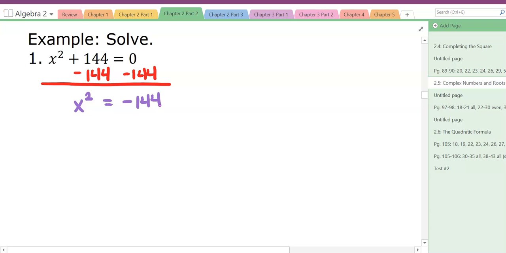Then using my square root property, we square root both sides. So what's the square root of 144? 12. And then because it's negative, you got to have an i attached to it. So x is going to be equal to 12i.